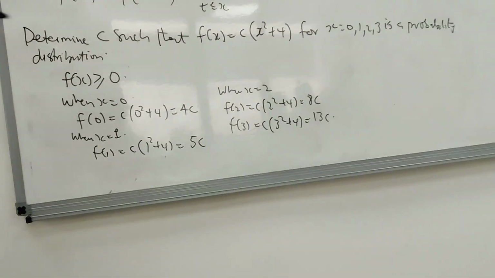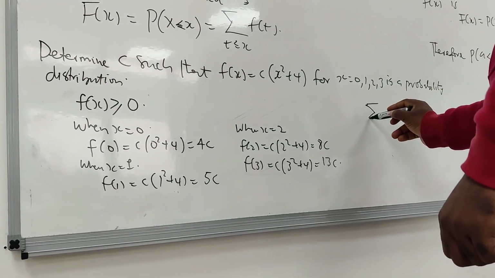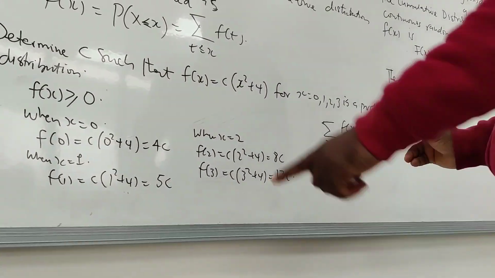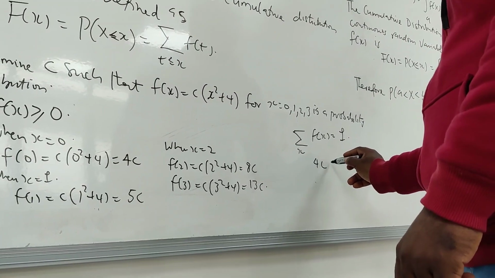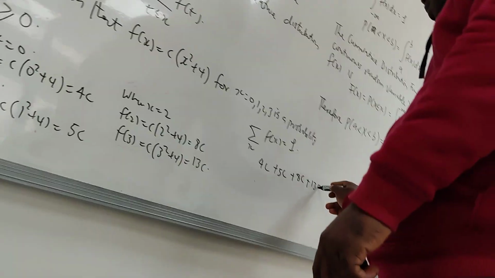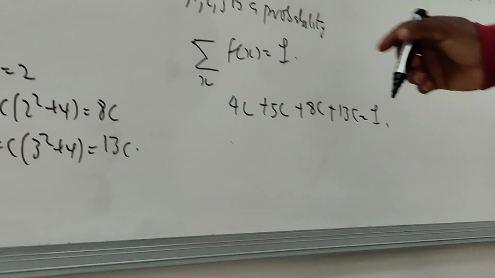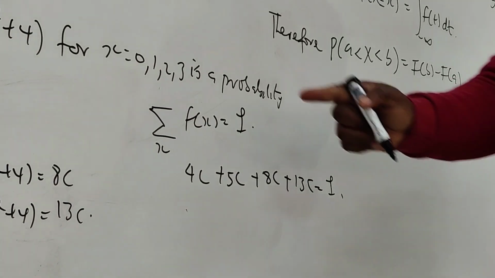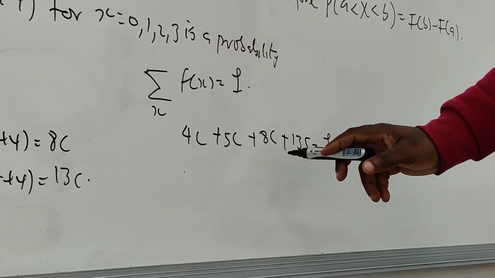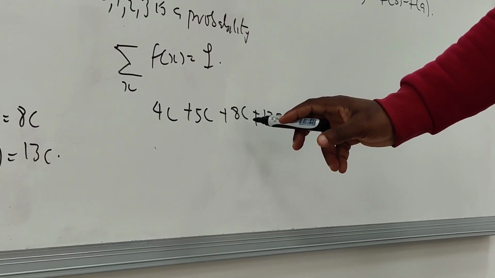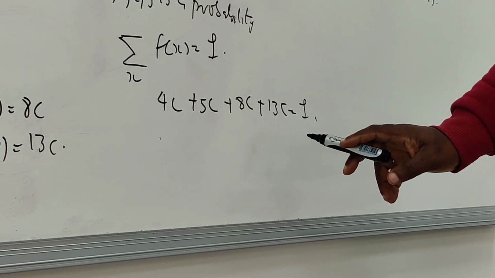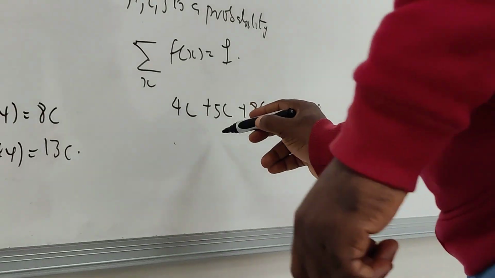Now, using the summation of f of x must be equal to 1, it implies that 4c plus 5c plus 8c plus 13c equals 1. Because when you sum everything together, it must be equal to 1. Now, 4c plus 5c will give you 9c. 9c plus 8c will give you 17c. 17c plus 13c will give you 30c. Am I right? So you are going to have 30c.